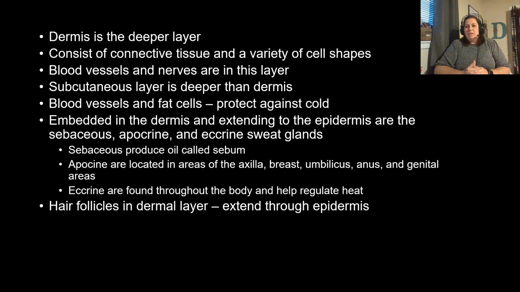We see that embedded in the dermis and extending up through the epidermis are sebaceous, apocrine, and eccrine sweat glands. Sebaceous glands are going to produce oil, or what we call sebum. The apocrine glands are located in areas like your axilla area, your underarms, the breasts, the umbilicus area, the anus, and the genital area. The eccrine glands are found throughout the body and help regulate heat. Now, the apocrine and the eccrine glands are the sweat glands. Hair follicles in the dermal layer are going to extend up through the epidermis.